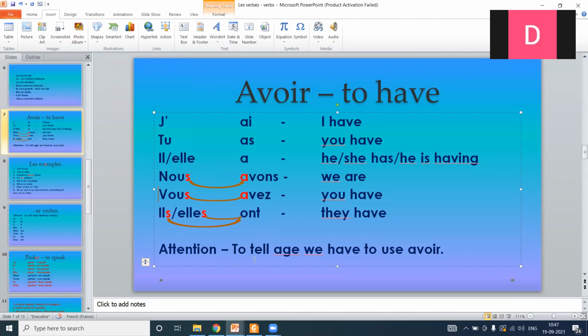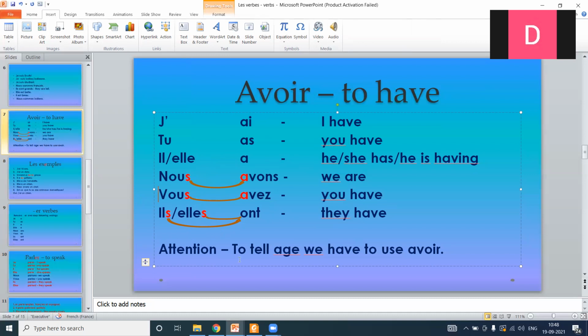Okay, Druti? Yes. And see, we will just look at examples. Can you pronounce once again? First, the verb avoir. Avoir, to have. J'ai. Tu as. Il a. Elle a. Nous avons. Vous avez. Ils ont. Elles ont. So j'ai, I have. Tu as, you have. Il a, elle a, he or she has, he is having. Nous avons, we have. Vous avez, you have. Ils ont, they have.